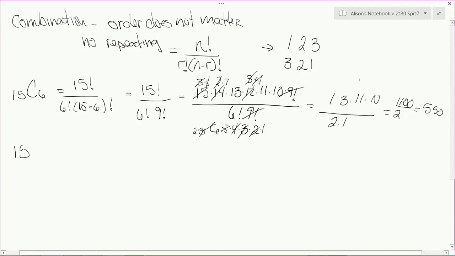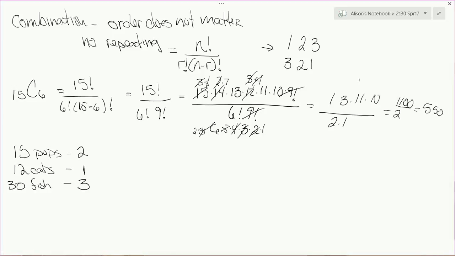So at the puppy store, there are 15 pups, there are 12 cats, and there are, let's say, for instance, 30 fish. What happens if you wanted to allow your homeowners, 2 of them to choose pups? What if you wanted to allow 1 of them to choose cats? And what if you wanted to allow 3 of them to choose fish? How are we going to go about doing this?